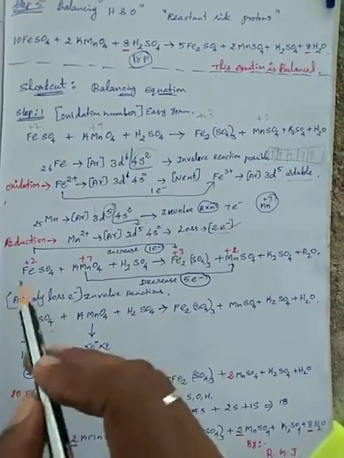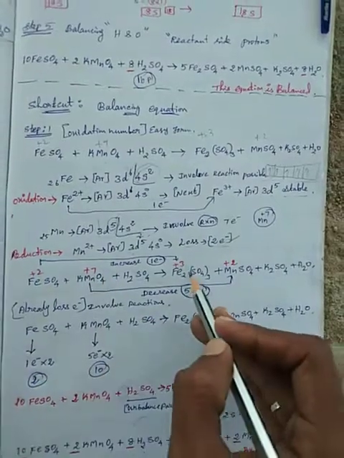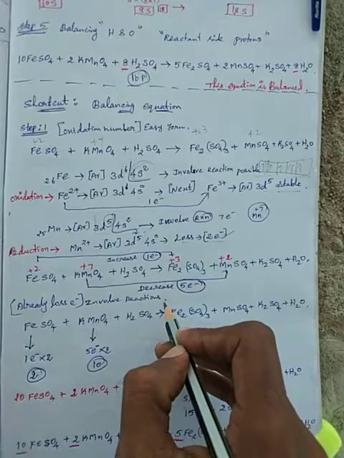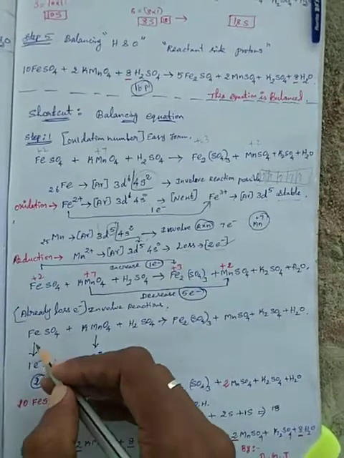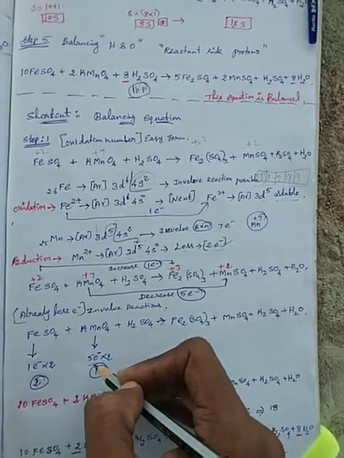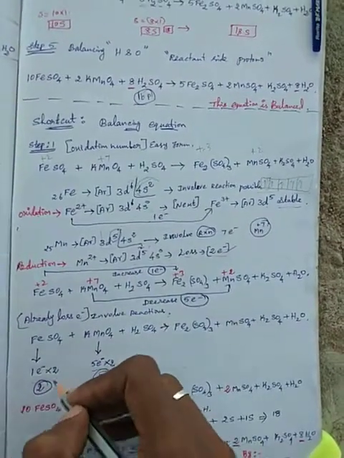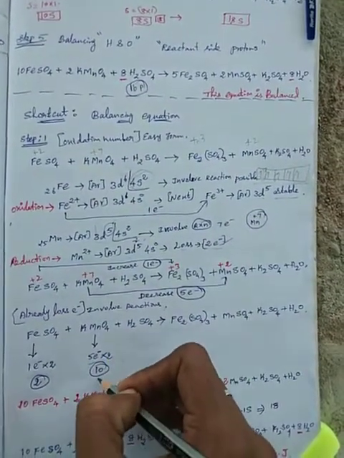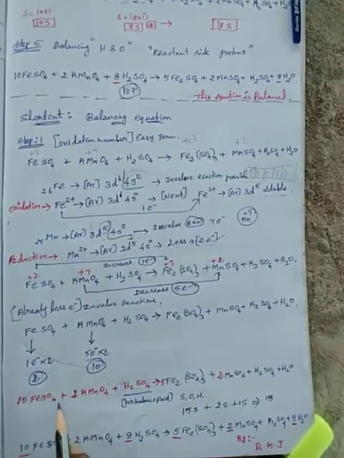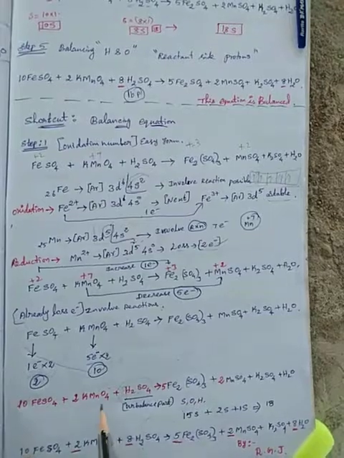So find out the oxidation states: plus 2, plus 7, plus 3, plus 2. So already the electrons involved in the reactions: first of all, by the same method, 1 electron here and also 5 electrons here. So apply the cross multiplication: 1 into 2 is 2, 5 into 2 is 10. So the cross is applied: 10 times ferrous sulfate, 2 times potassium permanganate.